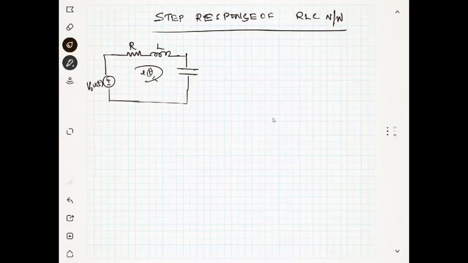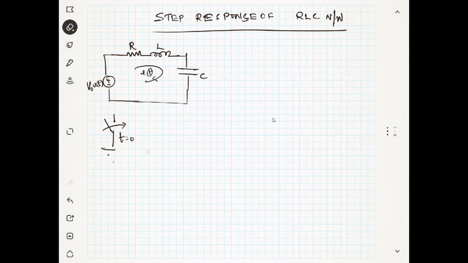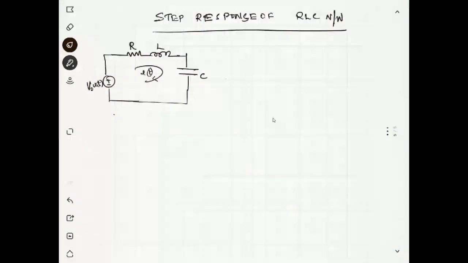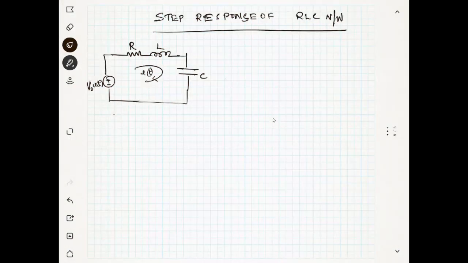So the step input has a voltage V naught. It may be 10 volts, 20 volts, any voltage. The step input means that there is a DC voltage and a switch, and the switch closes at t equal to 0. So that is the meaning. Please refresh the concepts again and again, otherwise you will forget.